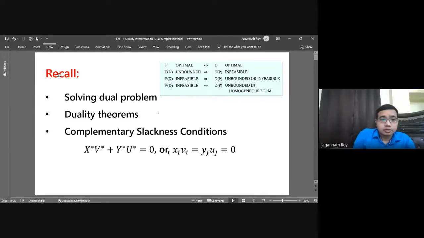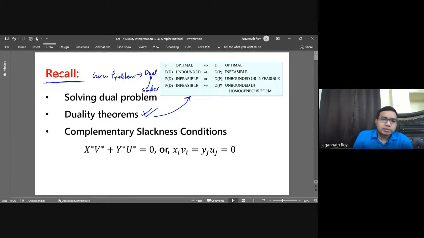So just to recall what we have discussed in the last class, we have solved a given problem as a dual using the duality theorem. What we have done is, for a given problem, we convert it into the dual and then we apply simplex. And then we have seen the duality theorems which are applicable, and the duality theorems can be summarized in this form.